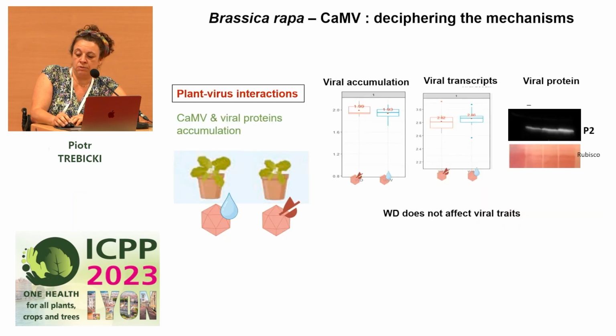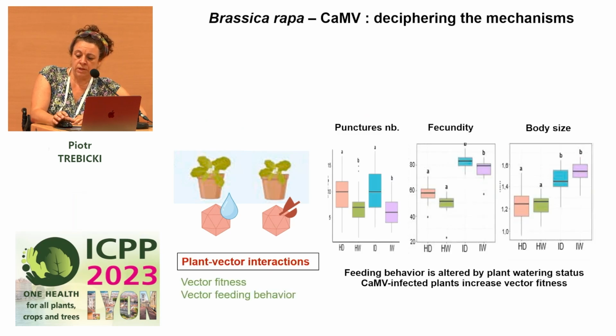So we look at the first kind of interaction, the plant-virus interaction. We did some virus accumulation analysis using qPCR. We look at the viral transcript, and also at the protein level, we did the quantification of the protein P2, which is really involved in the transmission process of this virus. And apparently, we do not see any difference in these viral traits.